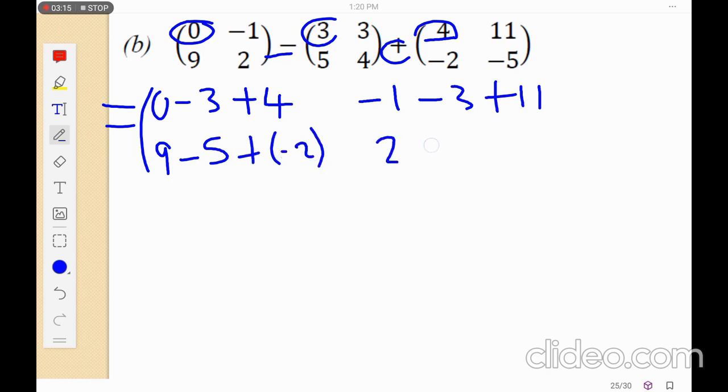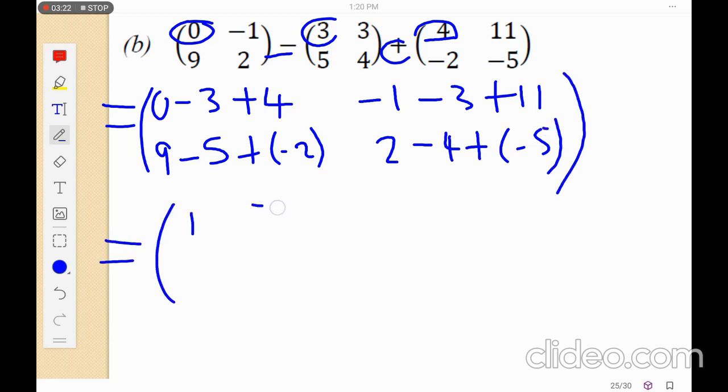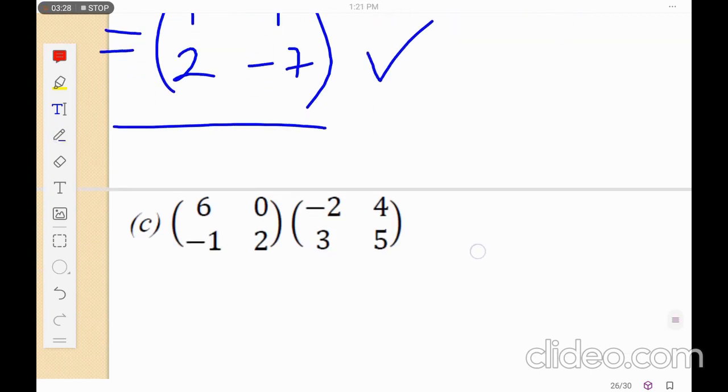Then I've got 2 minus 4 plus minus 5. Okay, so I will add those. I will get 1, 7, 2, minus 7, like that. This is my final answer there. Okay, let's move on, guys.